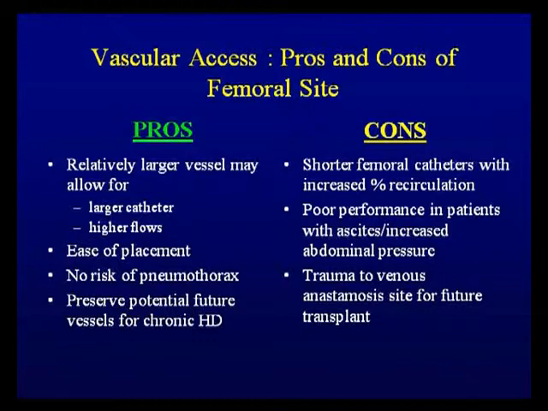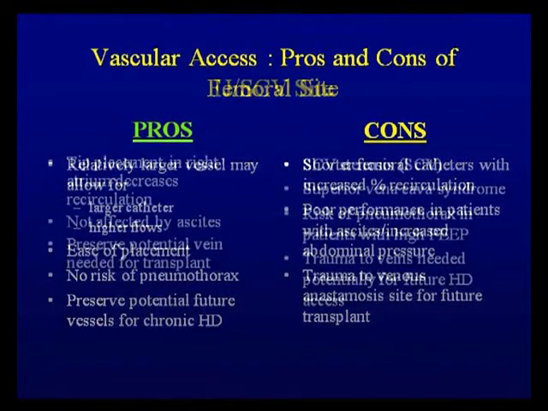Femoral remains one of the most common sites, and these are the pros and cons. It's a relatively large vessel, would allow for large catheters and higher flows, and the tendency of nephrologists is to target good clearances. Ease of placement, it can be done within minutes, no risk of pneumothorax, and again, you could preserve the potential of future vessels for chronic hemodialysis. But if you're using a very short femoral catheter, you are increasing the chance of recirculation. Again, if the child has ascites or has increased abdominal pressure, then the flows would be an issue. And there is trauma to the venous anastomosis site for future transplant.